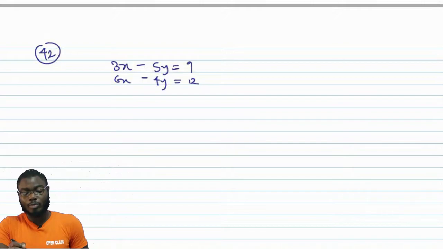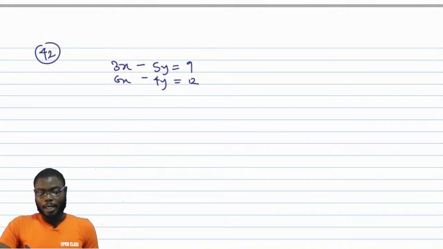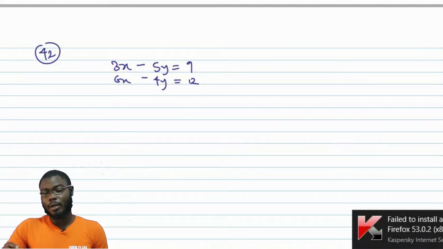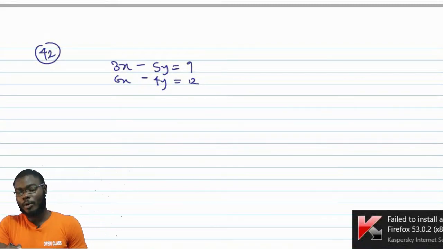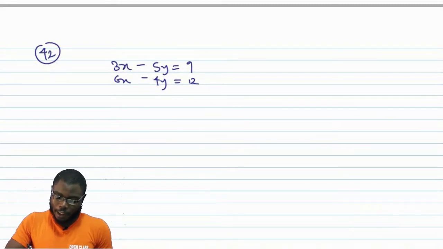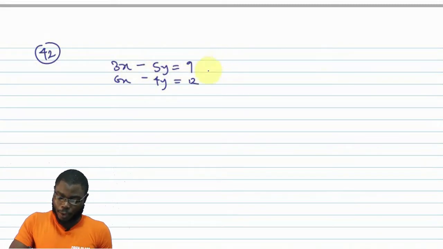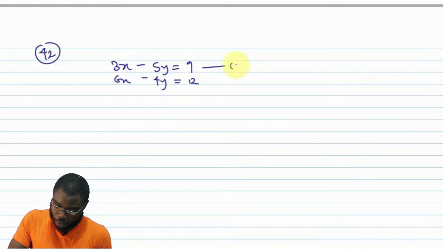In order to use the elimination method, remember that you need to make the coefficient of one of the variables, either x or y, equal, such that when you add or subtract them, one of them goes away and gives room to solving the other one. Now I think it's easier to eliminate x. Let's say this is equation 1 and this is equation 2.